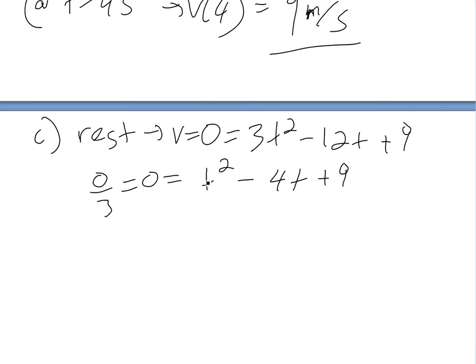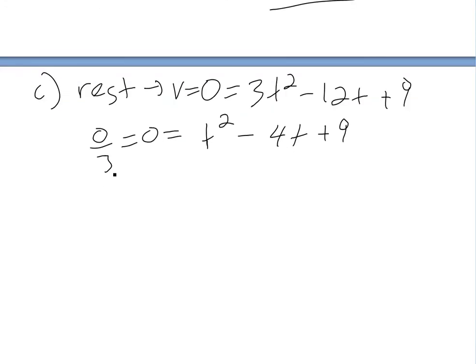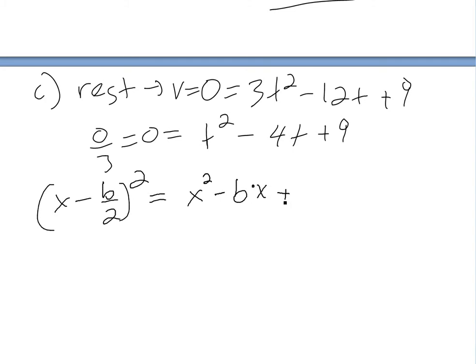Now we can either use the quadratic formula to solve for t, or just complete the square. You can see my other video on completing the square. Basically, if you have a function like x minus b over 2, squared, and you expand it out, it's going to be x squared, minus b times x, plus b over 2 squared. When you square the negative, it cancels.